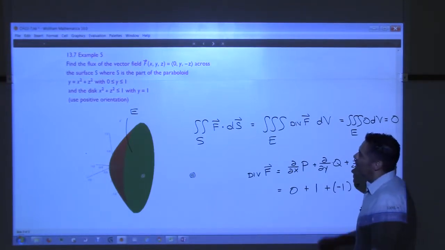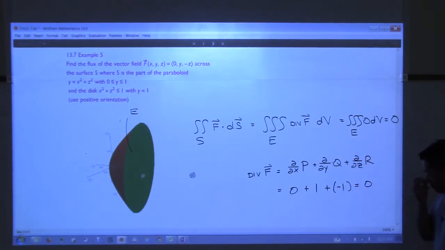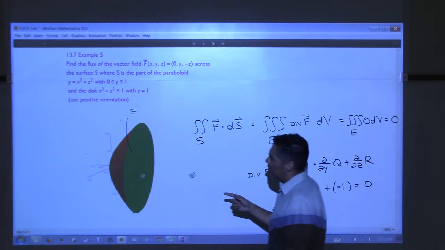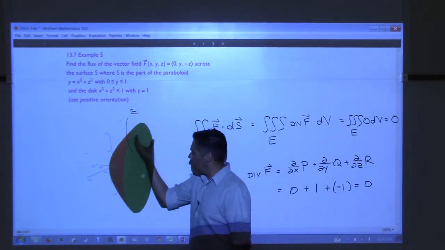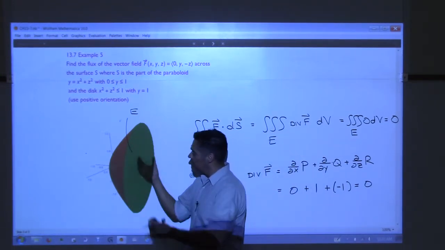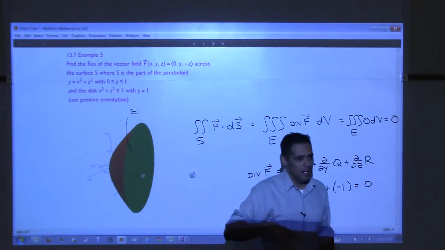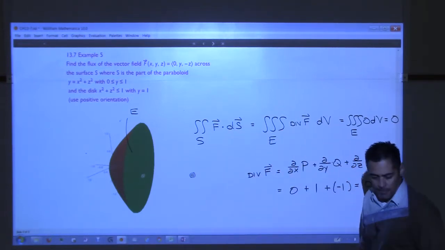All right, so yeah, moving on. There's really nothing else to talk about here. The answer we got, if you go back and look in your notes, is that on one surface, we had to break it up into two surfaces. We got pi and negative pi, and then they wiped each other out and got 0.